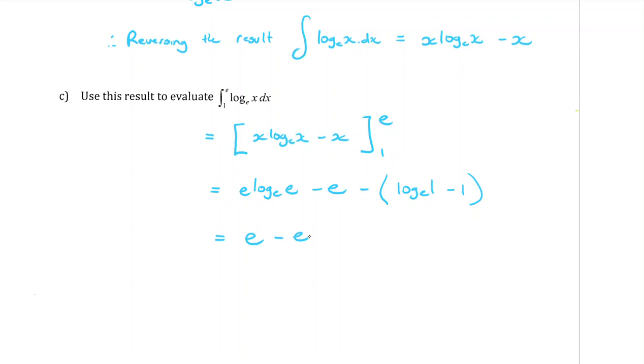What's log e of 1? 0. So then it's minus 0 and plus 1 because I'm expanding the bracket out. So e minus e is nothing. The 0 does nothing. The answer is 1.